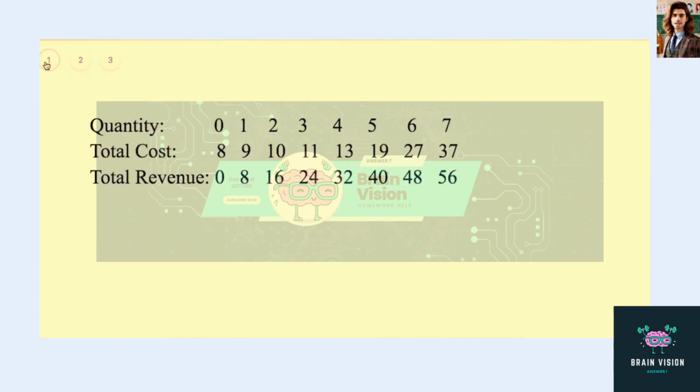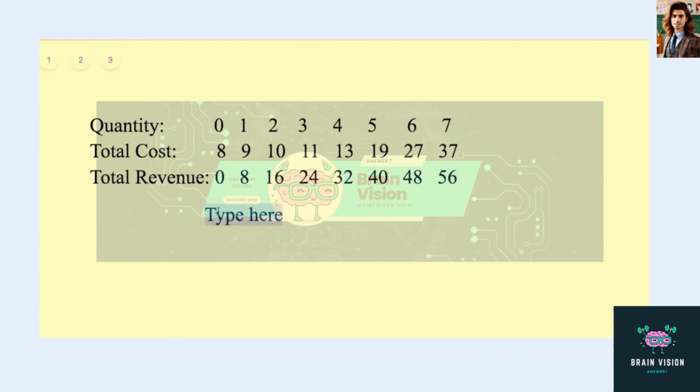Okay, so the first part of the problem asks us to calculate the profit for each quantity, and then asks how much a firm should produce to maximize profit. Well, this is pretty simple. We are just going to subtract total cost from total revenue, and that's going to equal our profit. For each one of these columns, we're going to go through and calculate the profit. So let's do that right now.